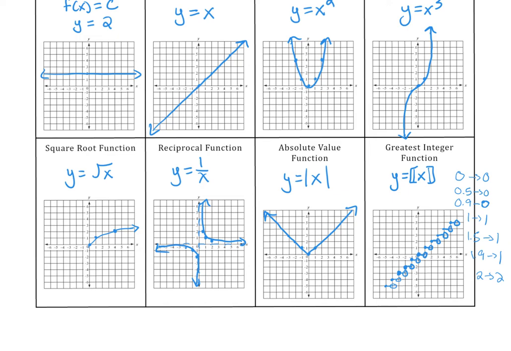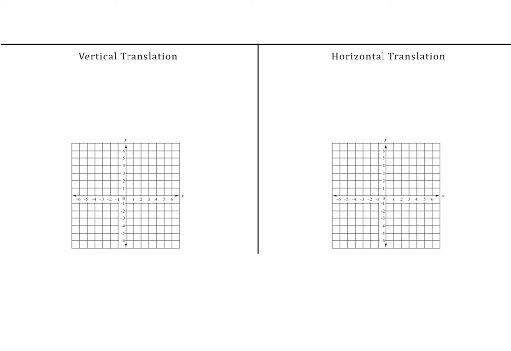So 8 functions that you kind of just need to memorize. If I give you an equation, you have to know what the graph looks like. Equation, graph. Okay, so now taking the parent functions and translating them. So vertical translation just means we are shifting the graph up or down. Horizontal translation, we're shifting it left or right.